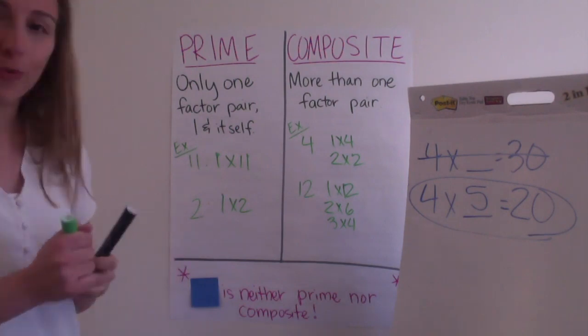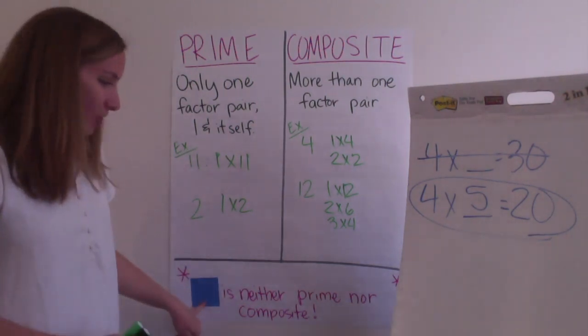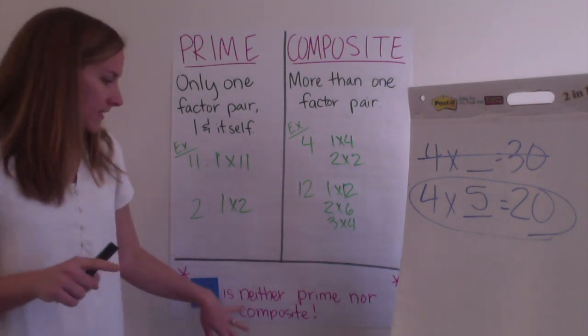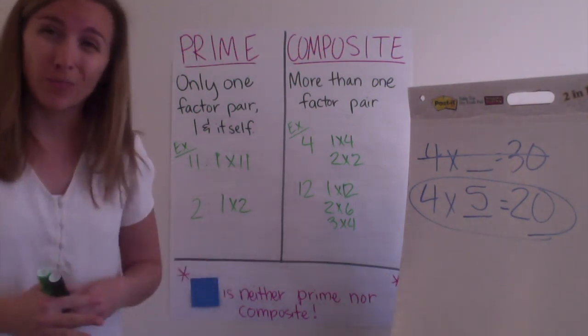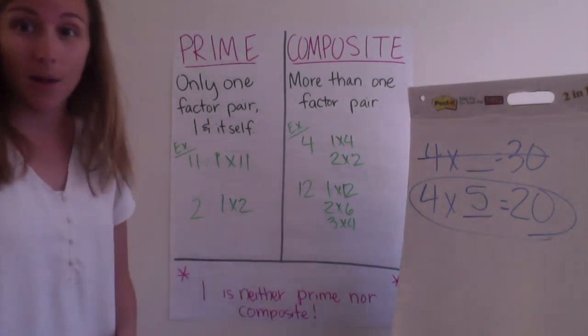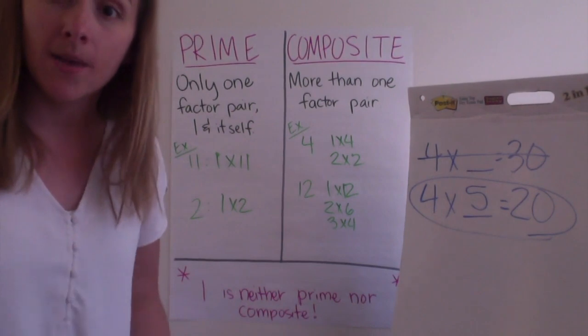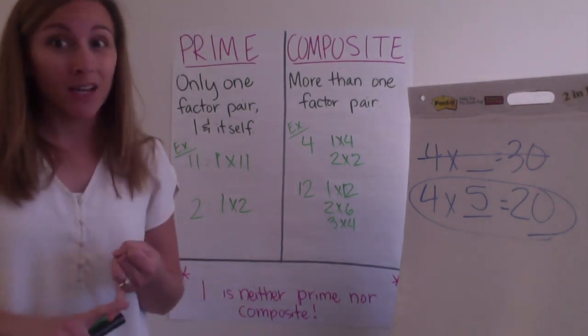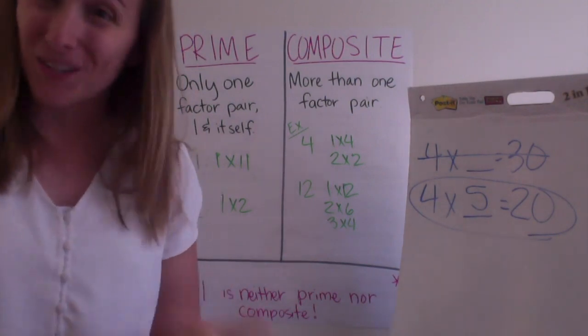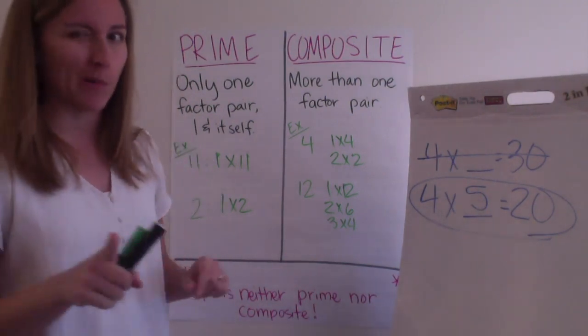So there is also one little piece of trivia, interesting information here. There's a number that's neither prime nor composite, and that number is 1. It's not prime and it's not composite, because technically the number 1 only has one factor. 1 times 1, that's one number. There's only one factor, so it's neither prime nor composite.